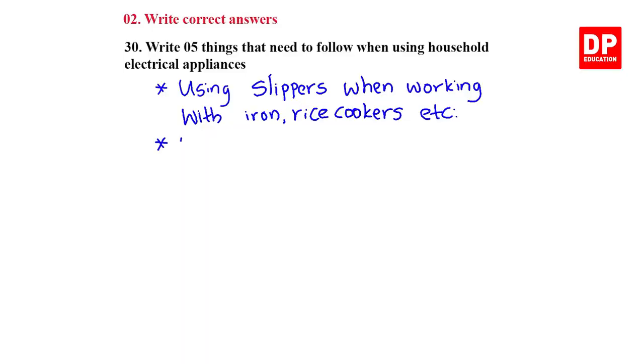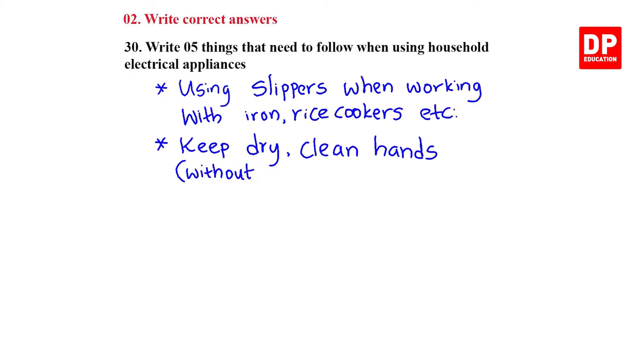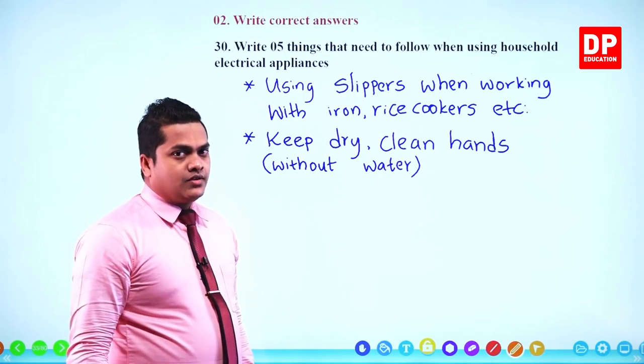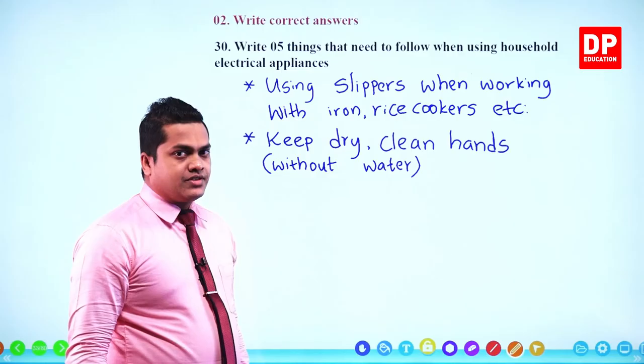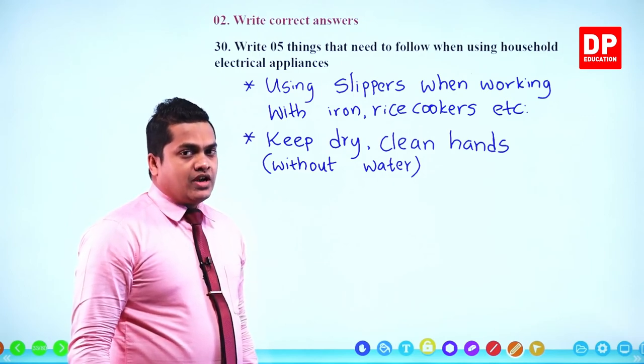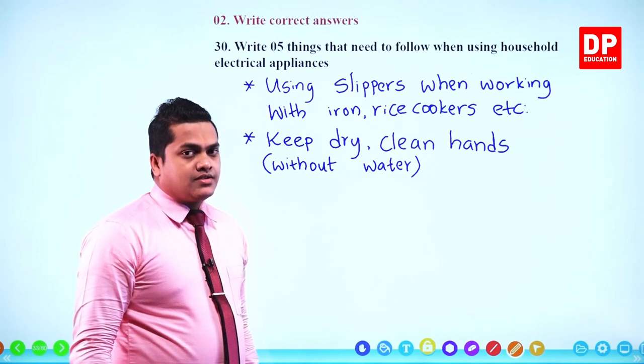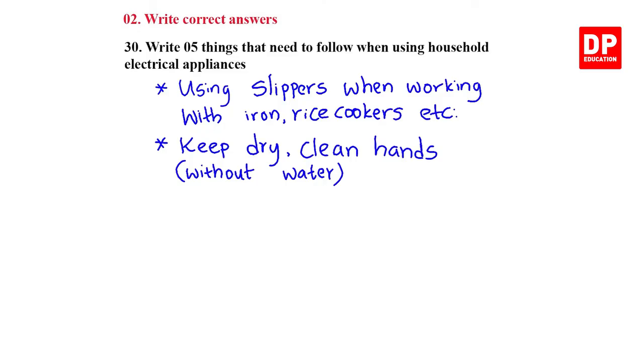Next one. Keep dry, clean hands, within brackets, without water. Okay, because water is a good conductor of electricity. Normal household water is a good conductor of electricity as there are several substances dissolved in it. So therefore, if you use electrical appliances with wet hands, there is a possibility that you get an electric shock.